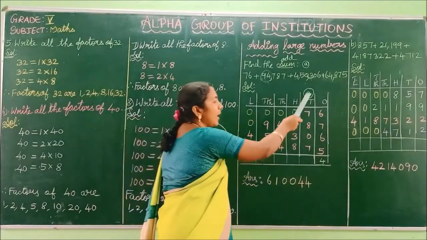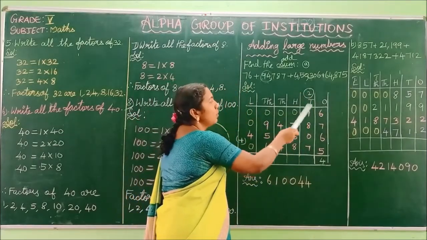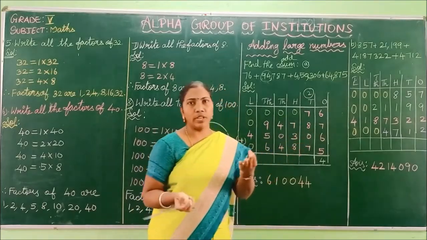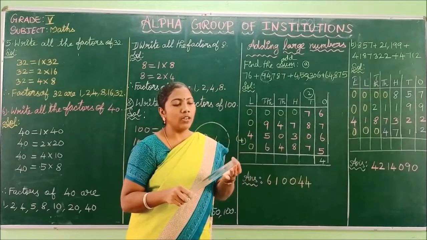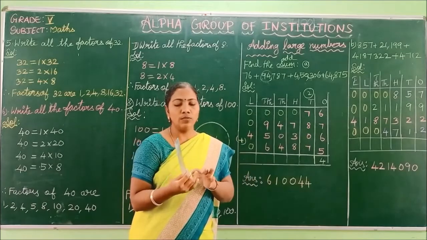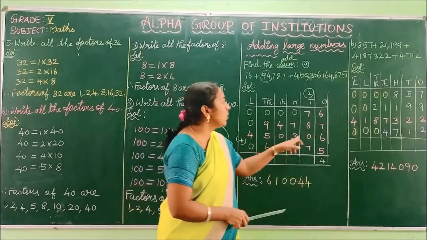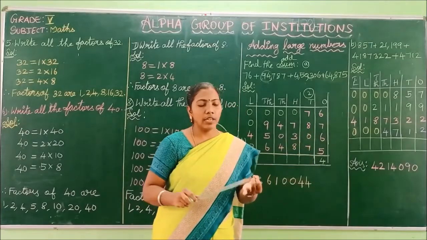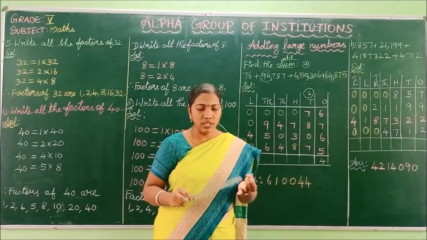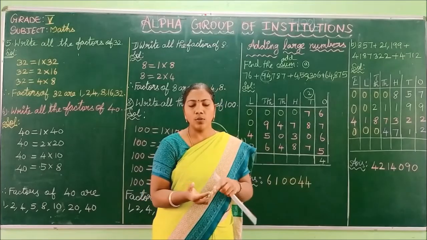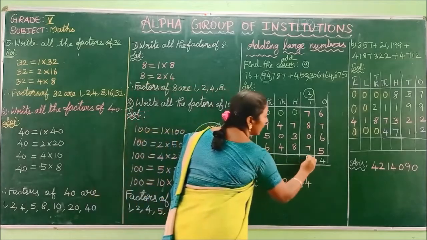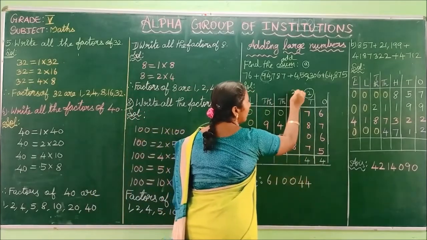Next we are going to add this column. 7 plus 2, 8, 9. 9 in the mind, 8 on the finger. So after 9, 10, 11, 12, 13, 14, 15, 16, 17. After 17, you have to add 7. So 18, 19, 20, 21, 22, 23, 24. Again we get 24. So write here 4 and write here 2.